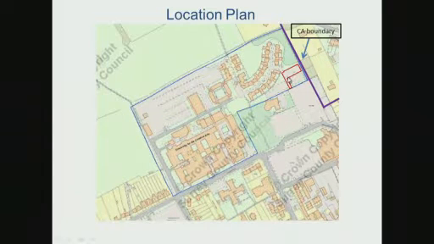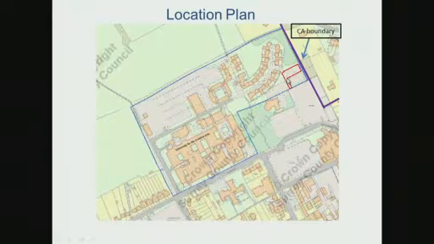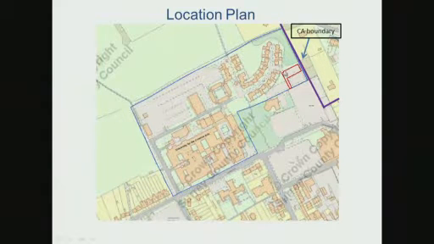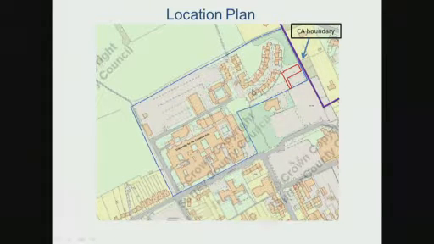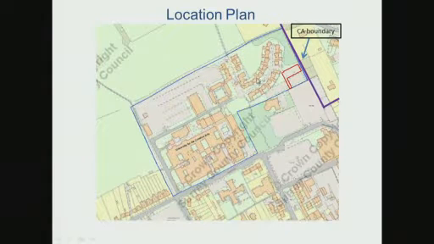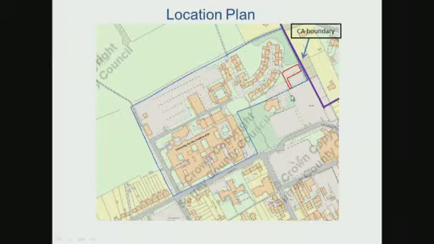So the application site is located to the northeastern corner of the UCA campus here. The application site comprises an area of hard standing currently used for car parking. The site slopes gently from the southeast to northwest. It's bound to the north and west by existing student accommodation and to the south by an existing service yard featuring storage containers and bins.